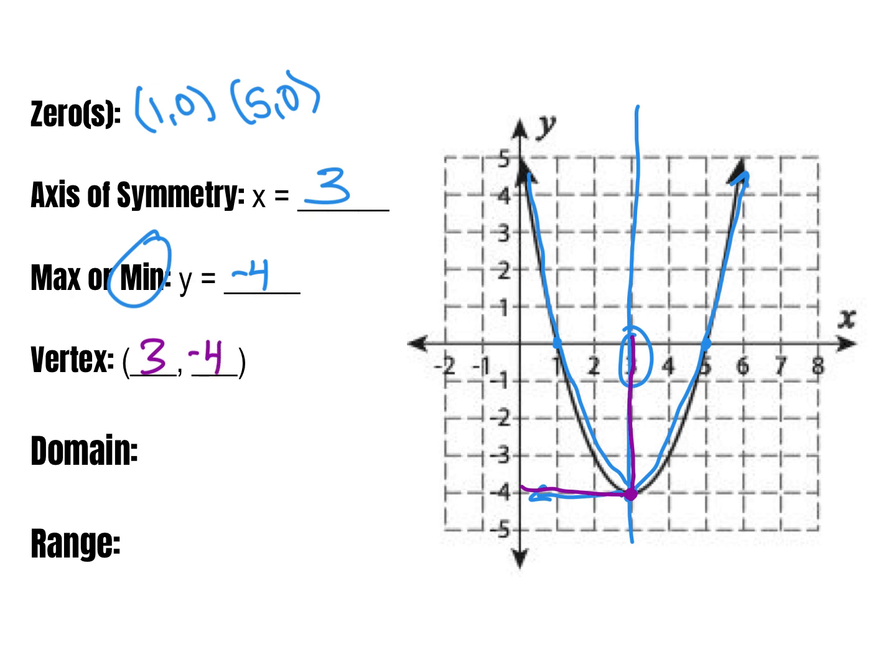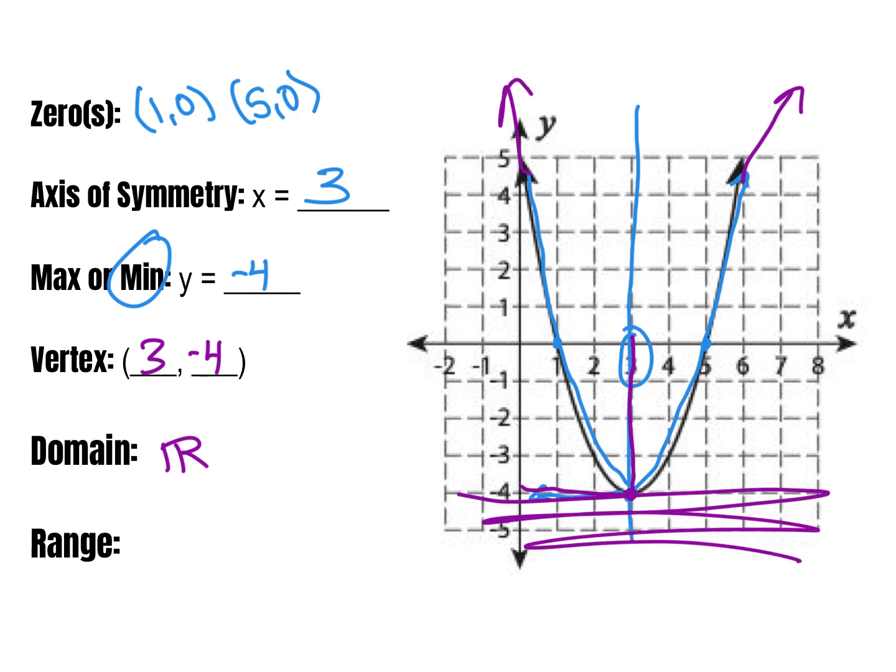My domain, again, is all real numbers because it's going to keep going as it goes up. And the range: there is nothing below -4, so we're going to say y is greater than or equal to -4. All right.